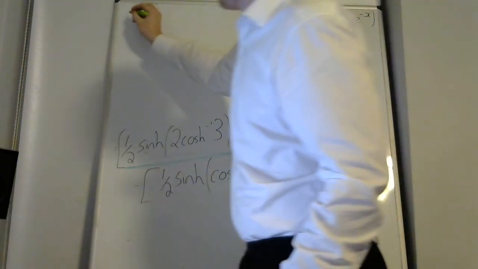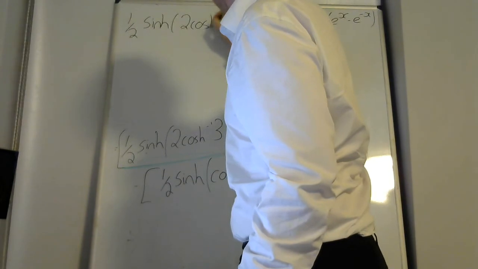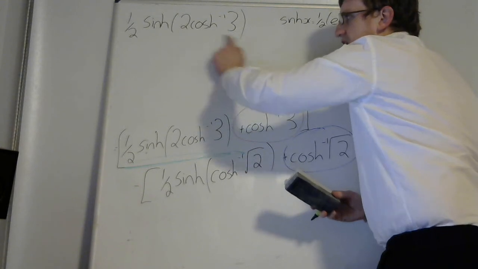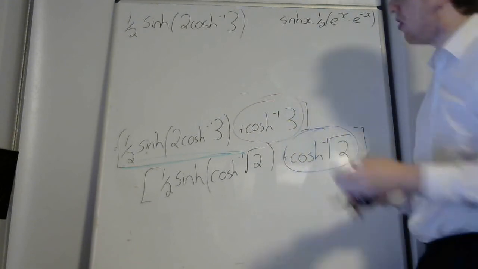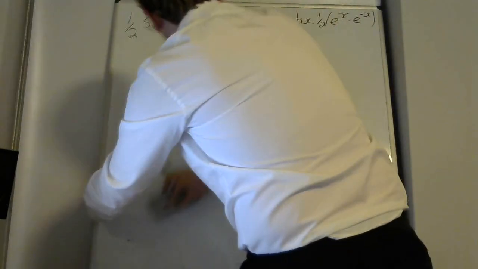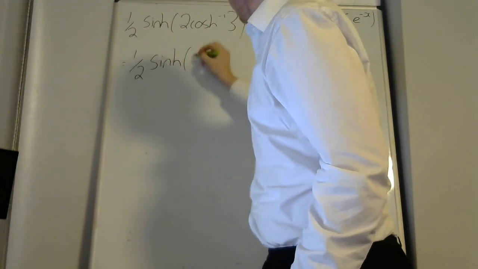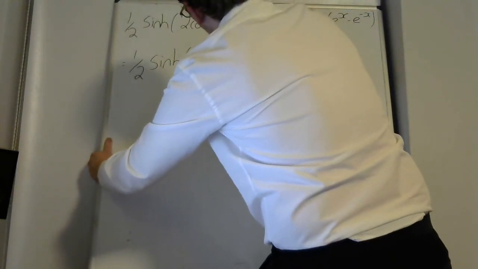Okay, so this is a half sinh 2 cosh minus 1 of 3. What we want to do is make everything in the inside bracket a single logarithm, because when we do that, the e to the x will cancel out the logarithm. And we go back to part B to help us do this. So this is a half sinh 2 lots of... And now in part B, cosh minus 1 of 3 is 2 ln 1 plus root 2. So I'm going to get rid of that 2 and make it 4 ln 1 plus root 2.